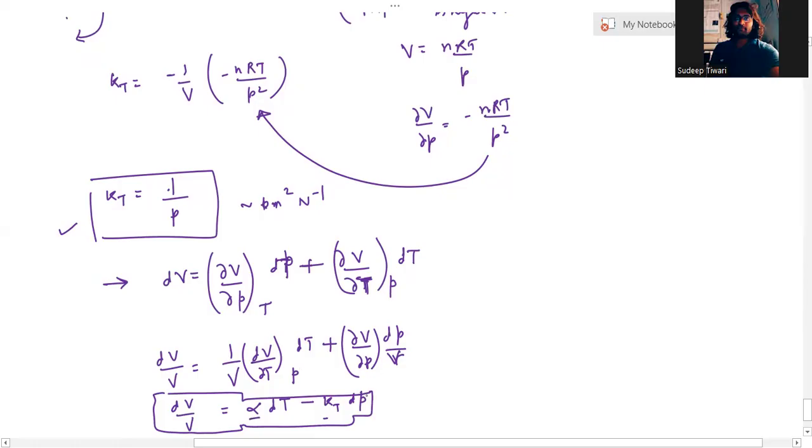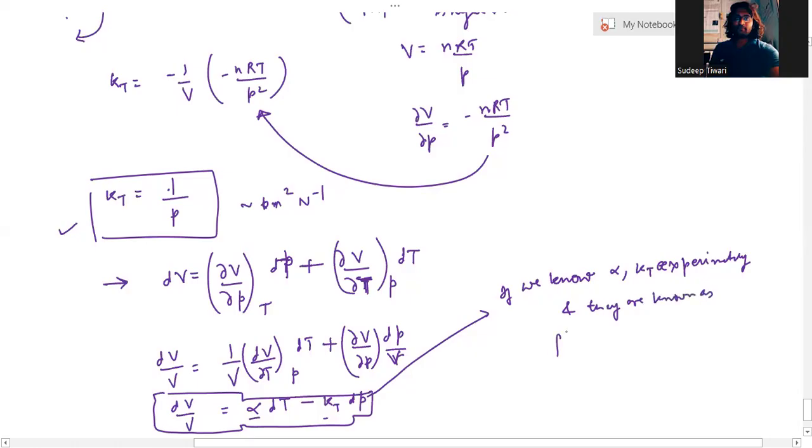Okay, so if I'm writing it here, if we know alpha and kappa T experimentally, if I can know these values experimentally, and they are known as functions of temperature and pressure, then one can find the equation of state by integrating this. Now we can integrate this and find the equation of state.